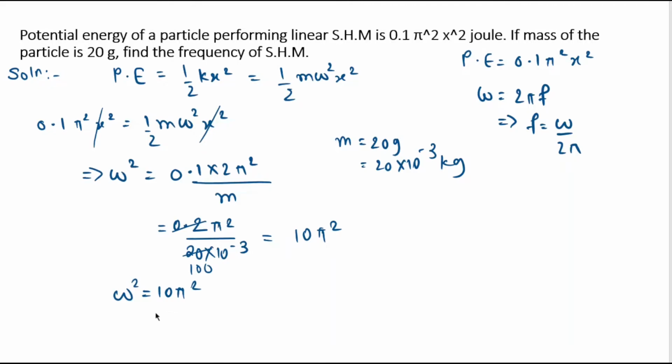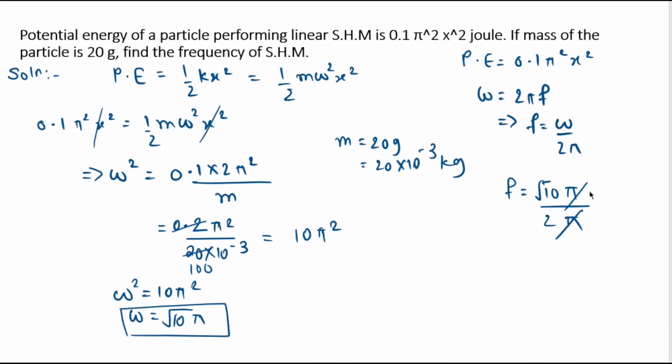Now taking square root on both the sides, omega comes out to be root 10 pi. So putting this value here, we can say that frequency can be written as root 10 pi upon 2 pi. So pi gets cancelled, and root 10 is 3.16 divided by 2. So frequency is equal to 1.58 hertz. I hope you understood this sum. Let's look at the next sum.